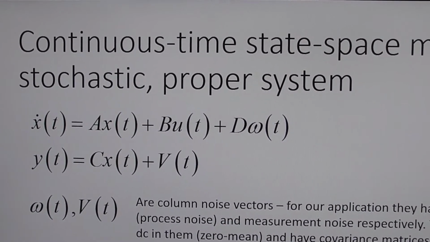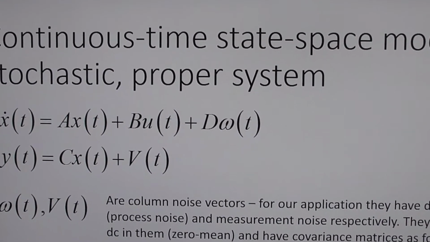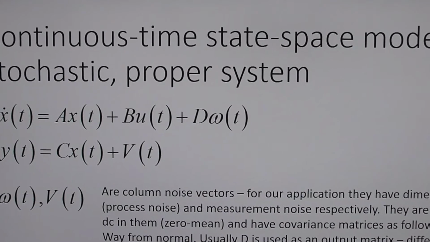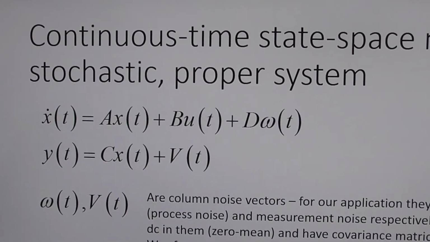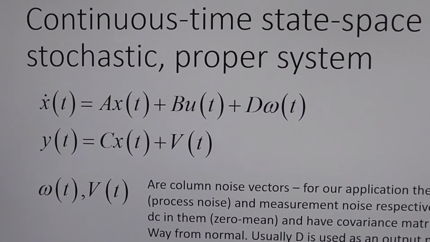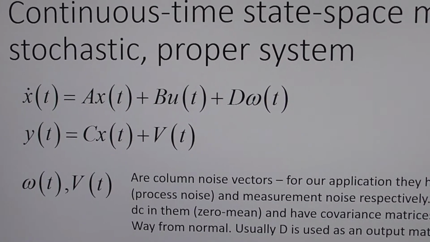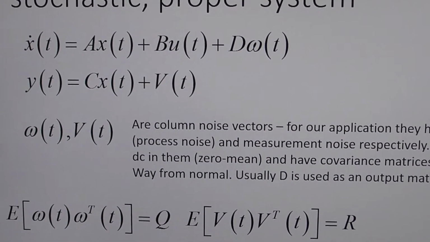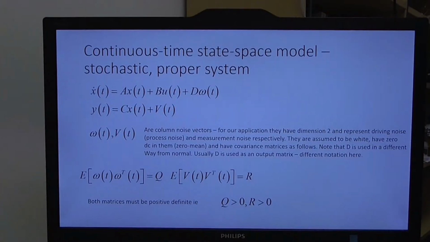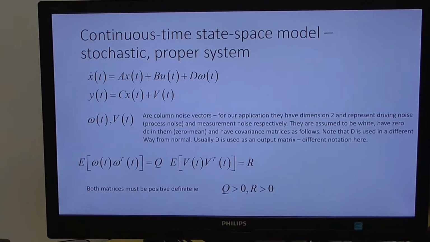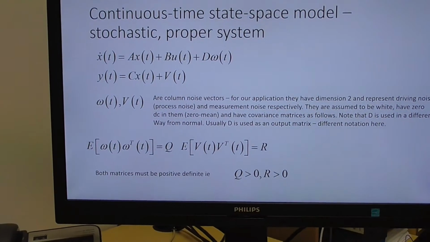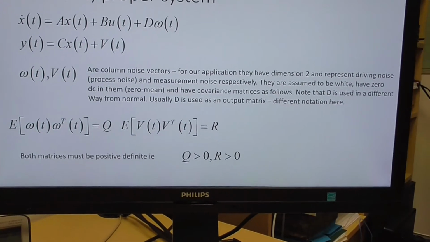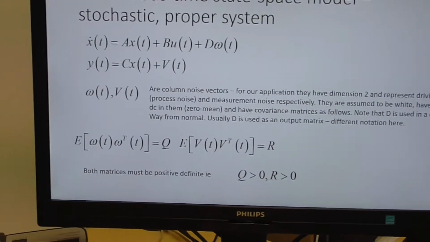In my particular application, there's no B term, there's actually just a D term, and the B term tends to be like a deterministic term, the Bu, like for the control signal, but my control is set to 0, so it doesn't really have that problem. Then the output y equals Cx plus v. The noise terms omega and v are considered to be zero average, and they've got covariance matrices Q and R. They have to be what's called positive definite, so we say Q is greater than 0, R is greater than 0. You can look that up if you like.